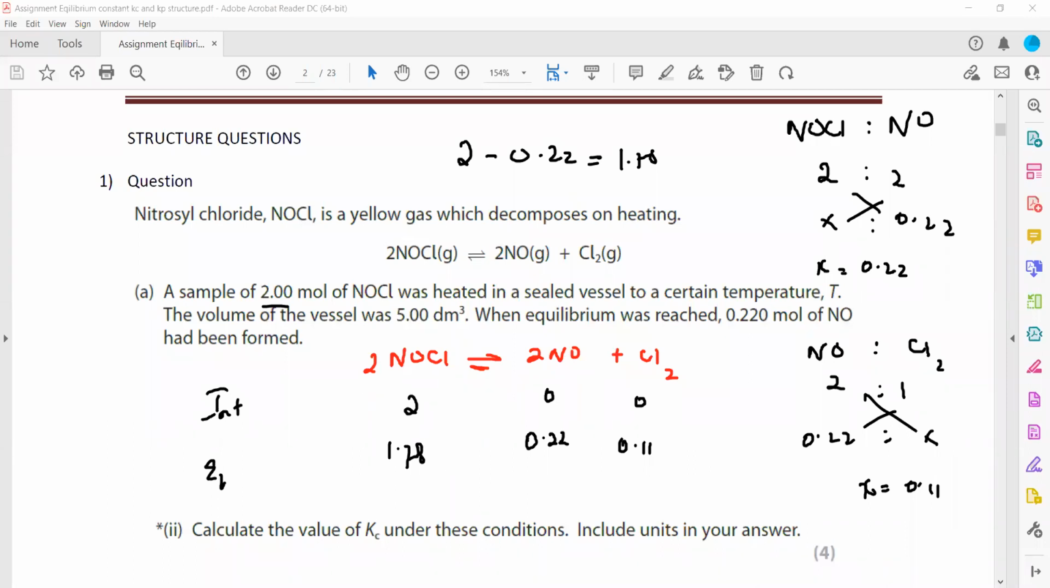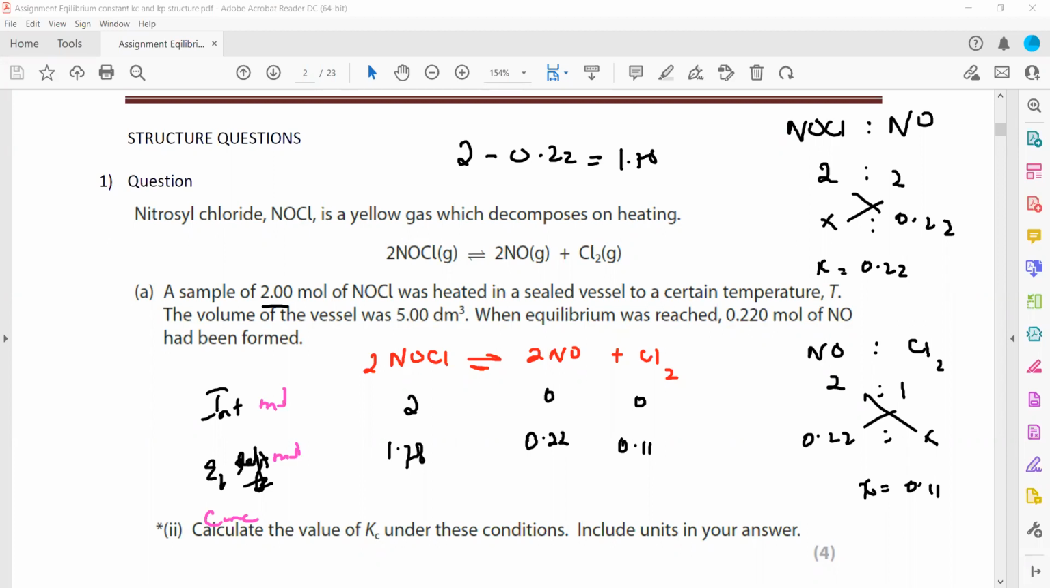So using the mole ratio, we work out how many moles of a reactant reacted, and then subtract that from the total moles at the beginning, so we know how many moles are left at equilibrium. And for the product, we use a ratio to get the moles of product formed. But this is moles, and we need the concentration at equilibrium. These are the initial moles, and this one will be the equilibrium moles.